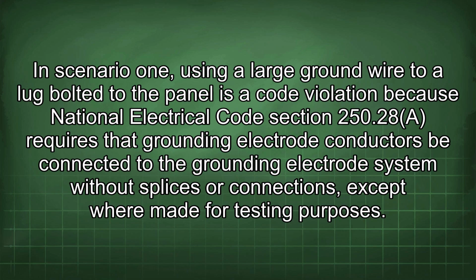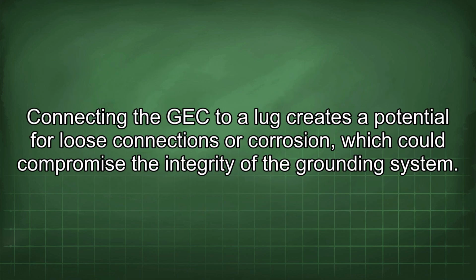In scenario 1, using a large ground wire to a lug bolted to the panel is a code violation because National Electrical Code Section 250.28 requires that grounding electrode conductors be connected to the grounding electrode system without splices or connections, except where made for testing purposes. Connecting the GEC to a lug creates a potential for loose connections or corrosion, which could compromise the integrity of the grounding system.